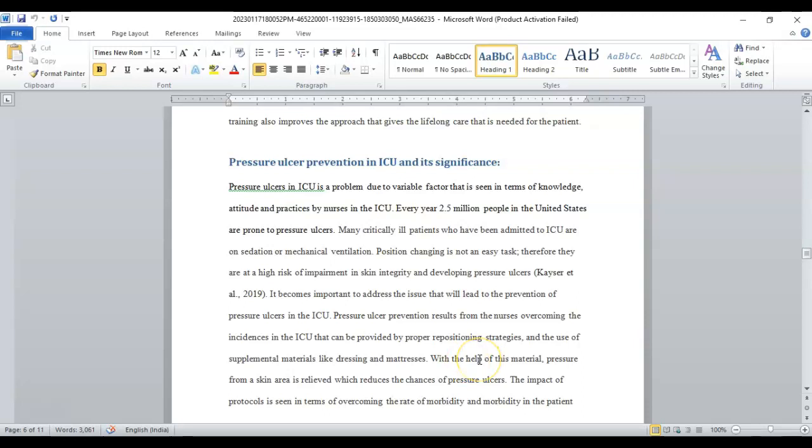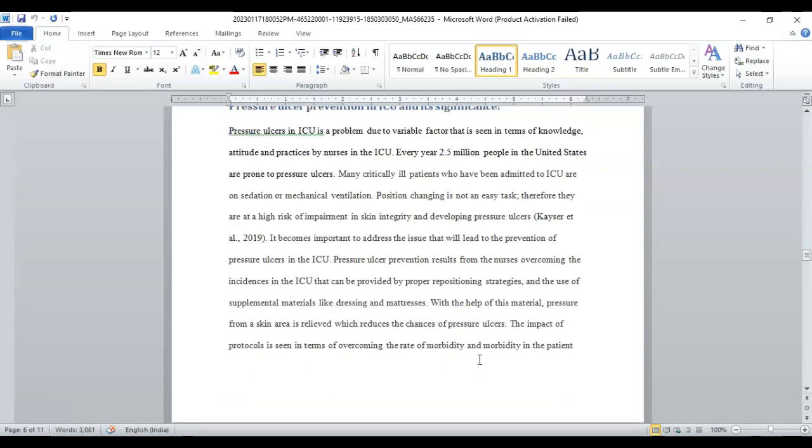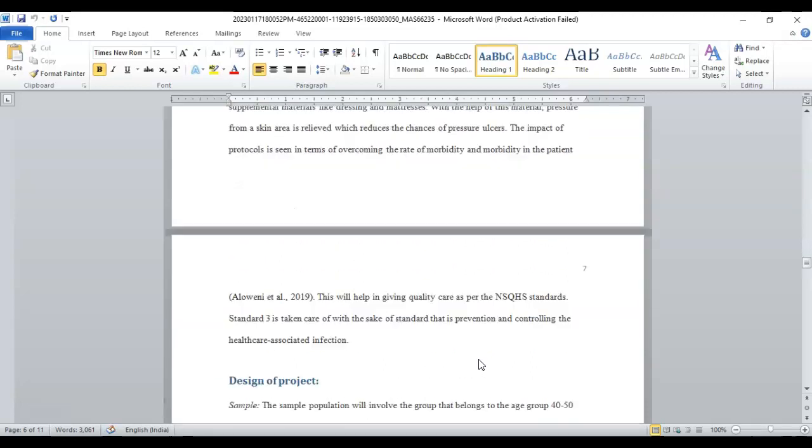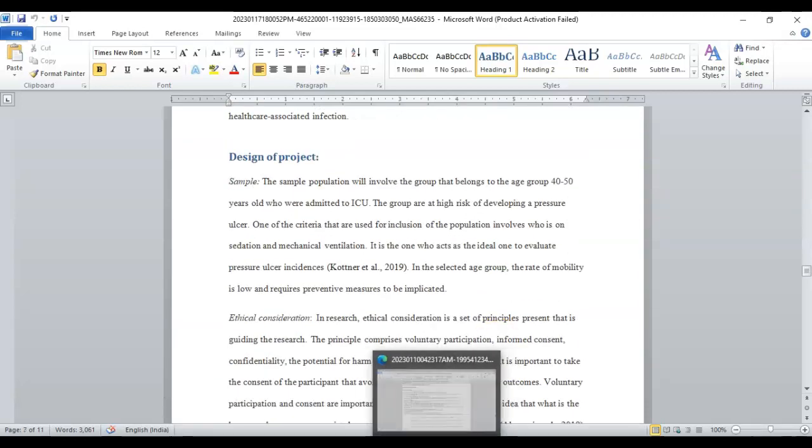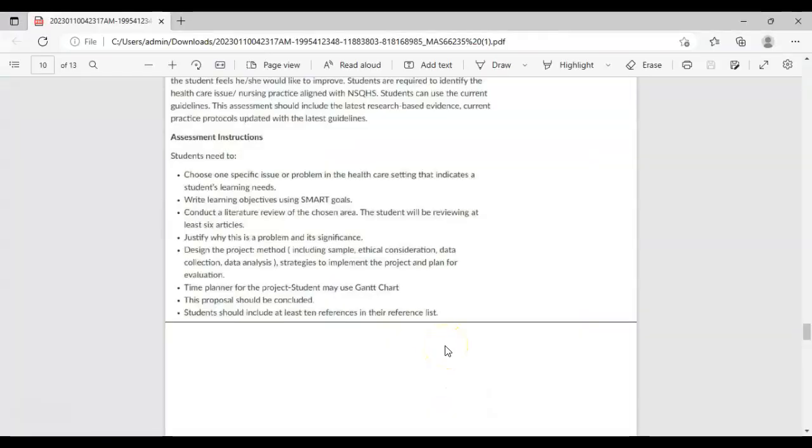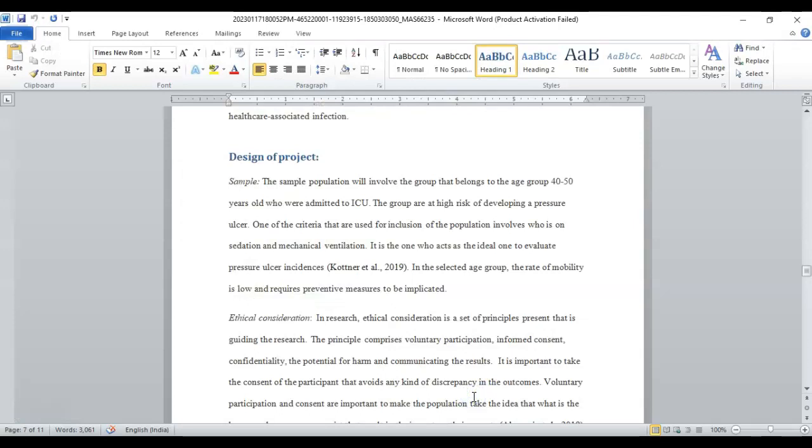We are going to discuss this problem with the help of some figures that are going to establish the fact that yes, it is an actual problem that exists in the healthcare system as well as in any sort of healthcare environment. Coming next is the design of the project, that is how we are going to implement this project to deal with our problem or to provide a solution for this real-time problem.